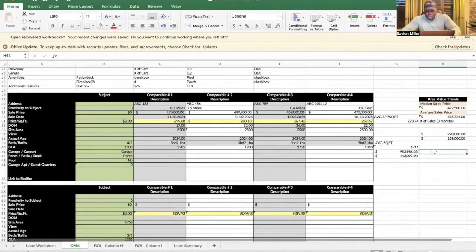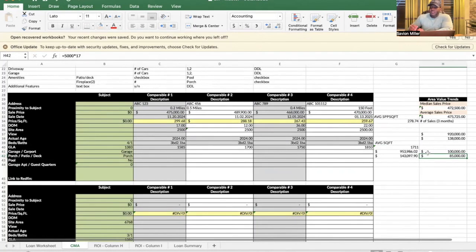Let's just do the math. 5,000 times $20 a foot, 100K. Let's do the same one. Equals 5,000 times $17 a foot. Look at the difference. You're saving them 15 grand.